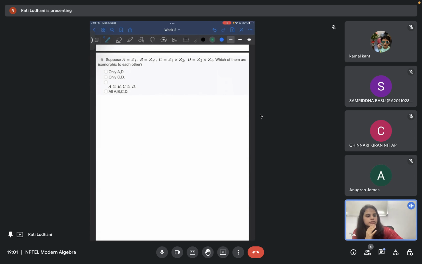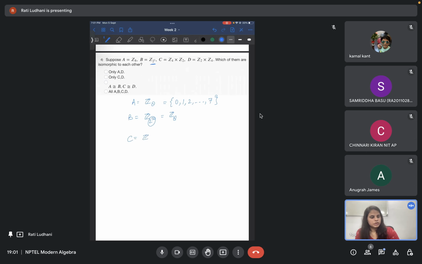Suppose A is given to be Z8, B is given to be Z2 cubed, which is actually Z8. So 2 cubed is just 8, so it is not saying something different. These are with addition, so it's like 0, 1, 2 up to 7. Here it is the same thing, just a number written in a different form.